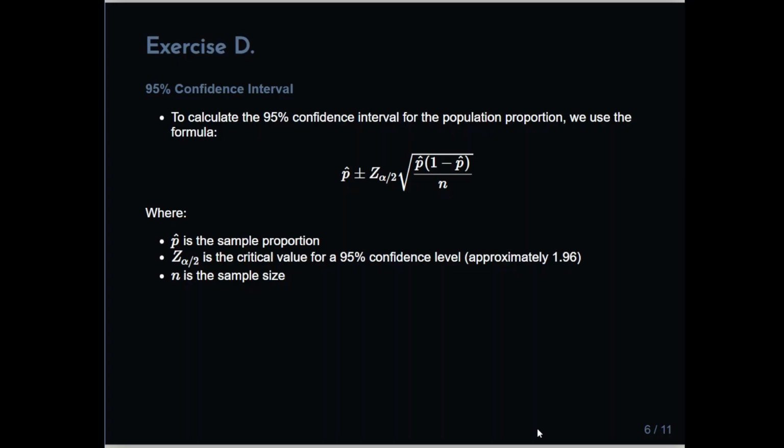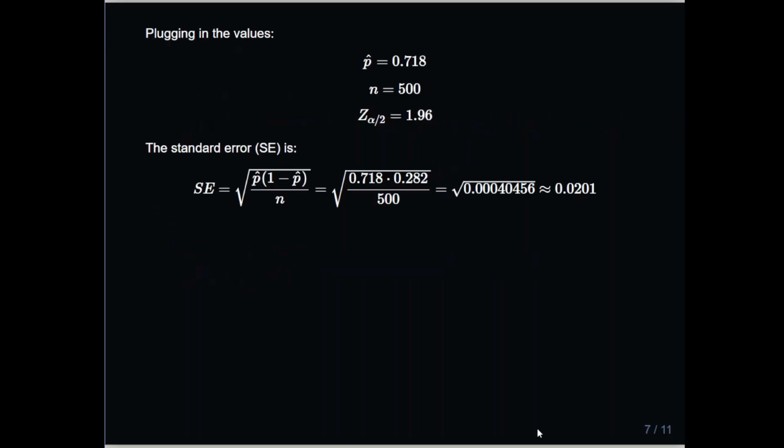Check your past papers just to see if that is given there. Okay, so using these values, we have p hat, which is 0.718, n is 500, and we have our quantile, z alpha over 2, which is 1.96.